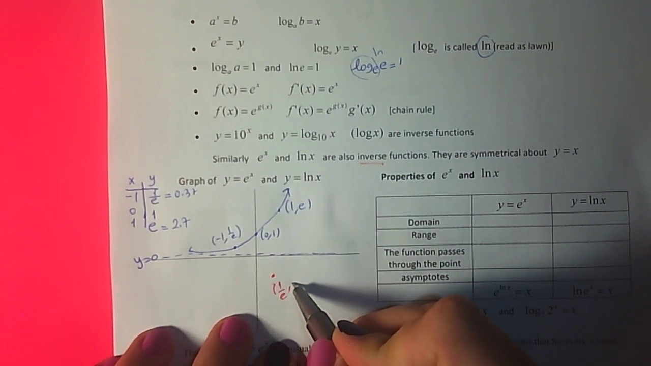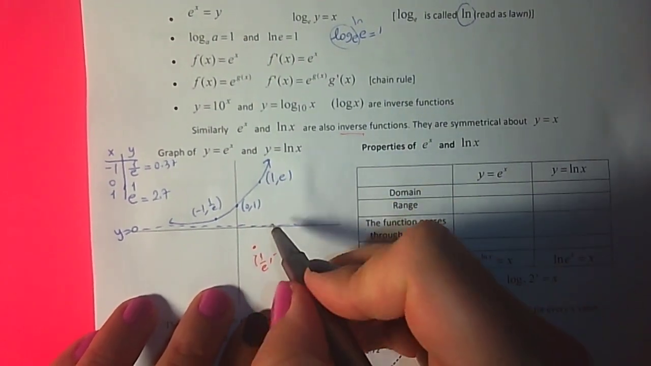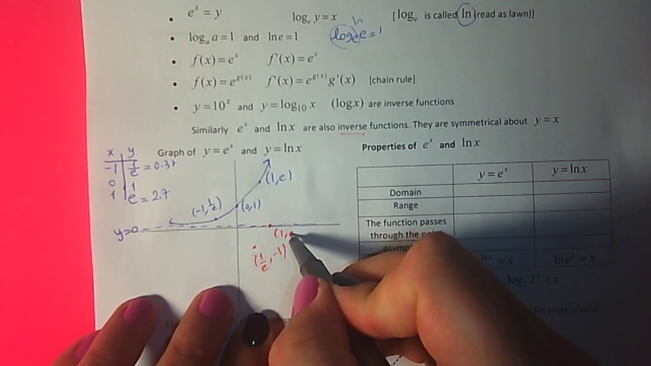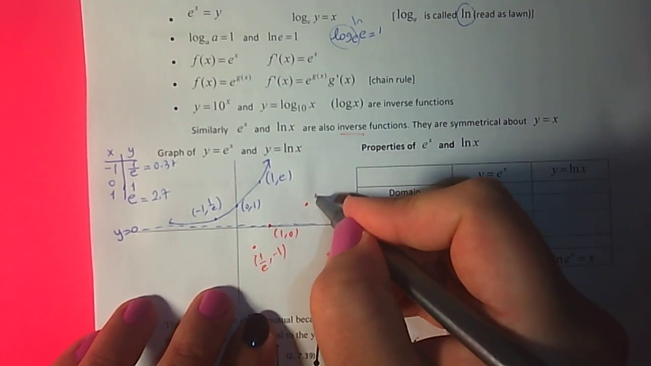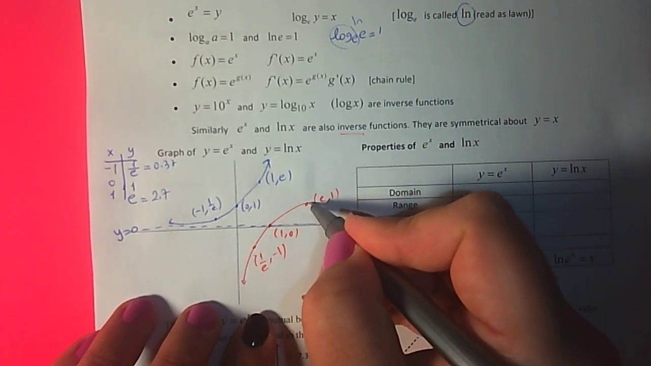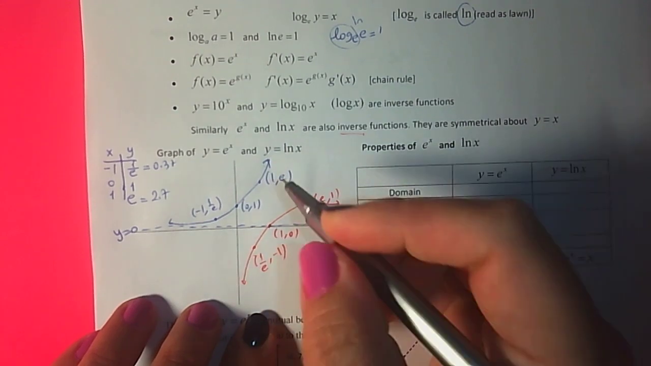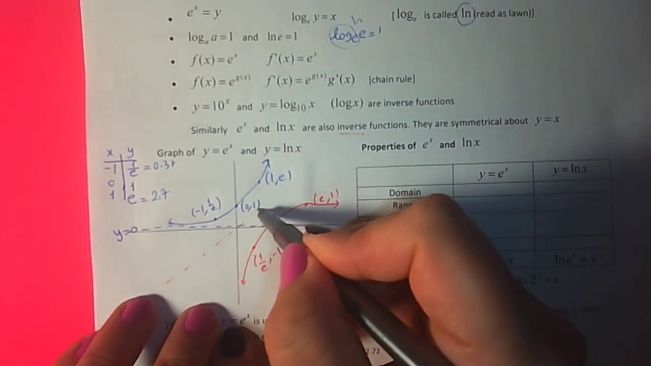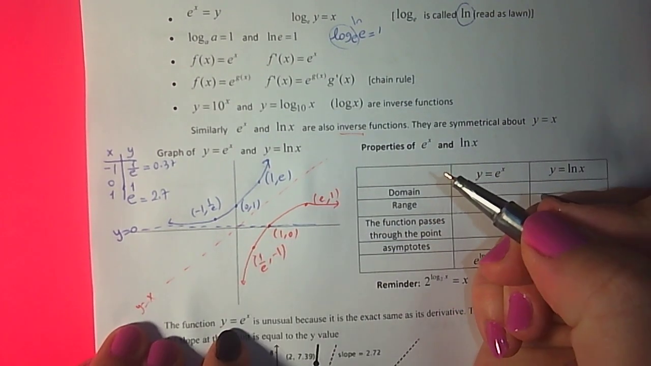1 over e and negative 1. 0 and 1 becomes 1 and 0. And 1 and e becomes e and 1. So if we sketch this, we get this curve, okay? And as you see, these are symmetrical about the y equals x line.